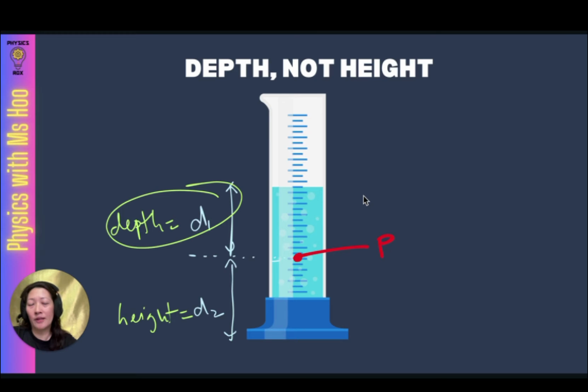Years ago, when I was teaching this concept where we kept talking about H as height, I had many students who kept using the value of D2 to calculate the pressure at P because they kept thinking of height. Yes, I'm that old.